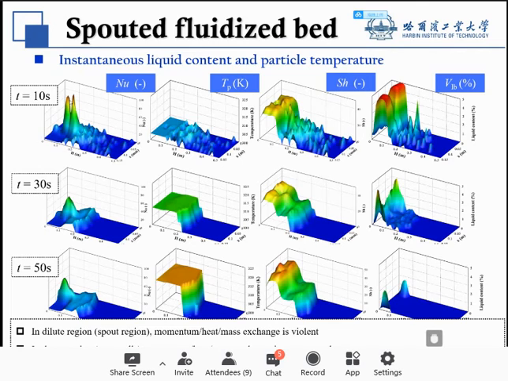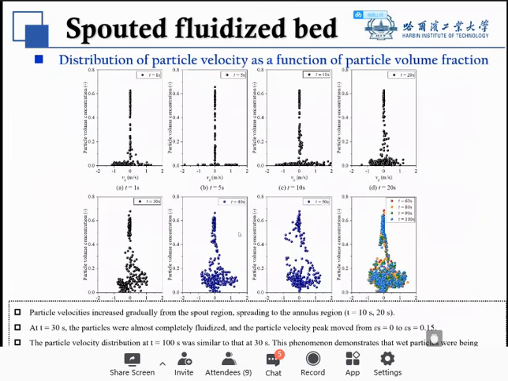The momentum, heat, and mass transfer exchange is violent. And in the dense region, especially near the walls, you can find that the momentum, heat, and mass transfer exchange is more smooth. So we can see that as the drying process continued, the particle temperature increased gradually and the bed temperature distribution became more uniform.